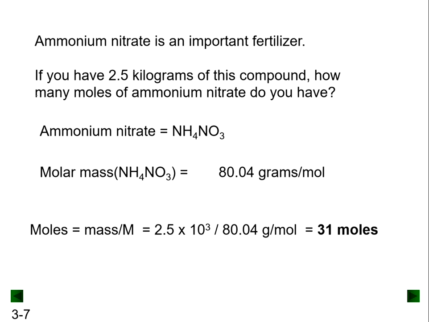So to get to our final answer, moles of ammonium nitrate is the mass of ammonium nitrate divided by the molar mass of ammonium nitrate. 2.5 times 10 to the third grams divided by 80.04 grams per mole. We end up with 31 moles of ammonium nitrate in this case.